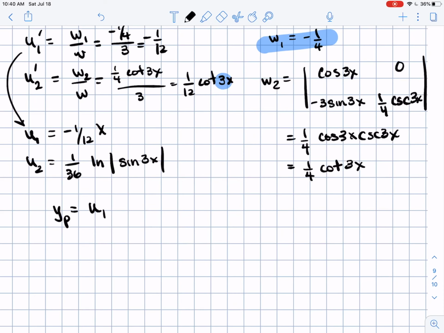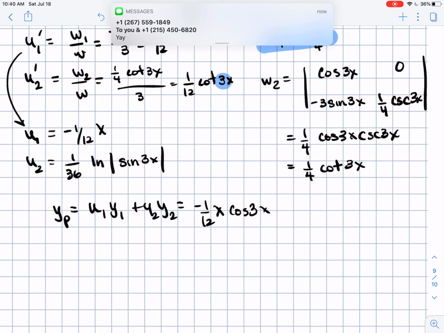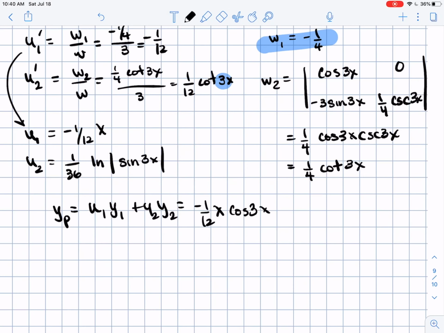Okay, so now we can put everything together to get our particular solution here. Remember, it's u sub 1 y sub 1 plus u sub 2 y sub 2. So I'm going to have a negative 1/12 x times cosine 3x, and then I'm going to have 1/36 ln sine 3x times sine 3x.